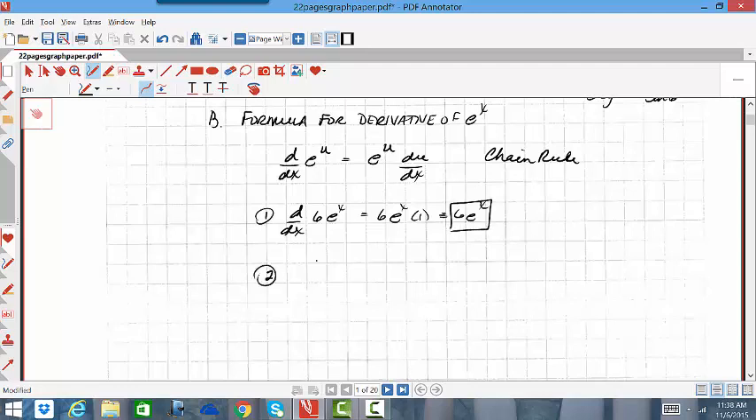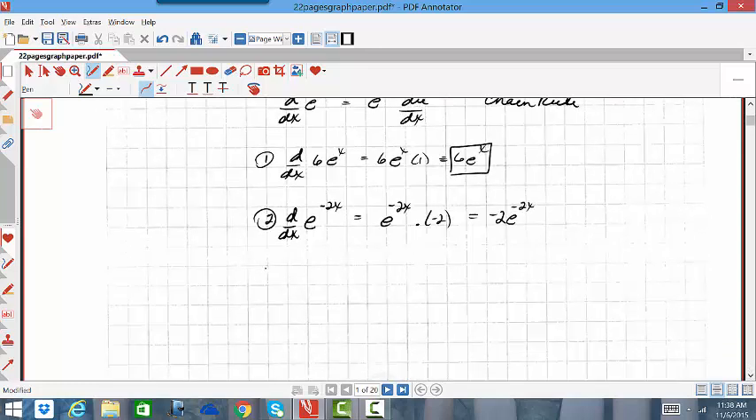Let's try another one. Suppose we take the derivative, d dx, of e to the exponent of negative 2x. Okay, the derivative of e to the x is e to the x, and then the derivative of the exponent, d dx of negative 2x, which is negative 2. So we would rewrite this as negative 2e to the negative 2x power.